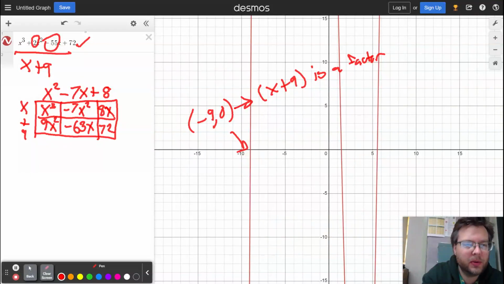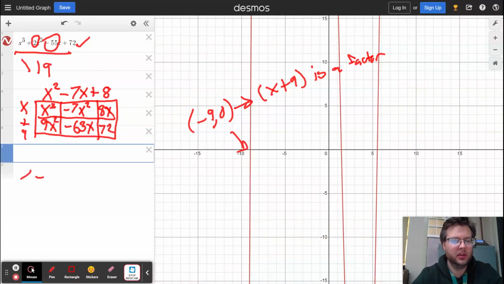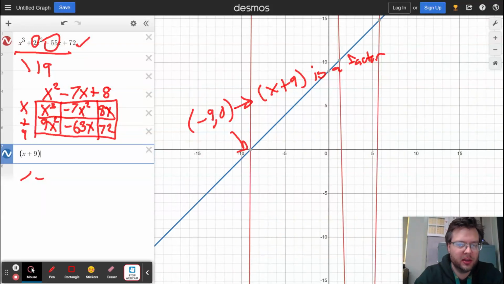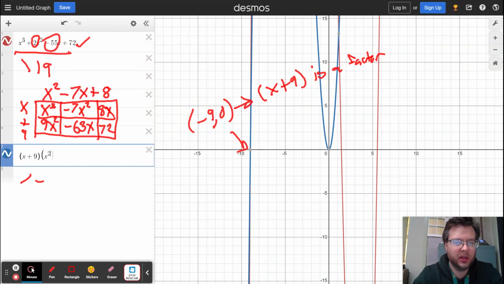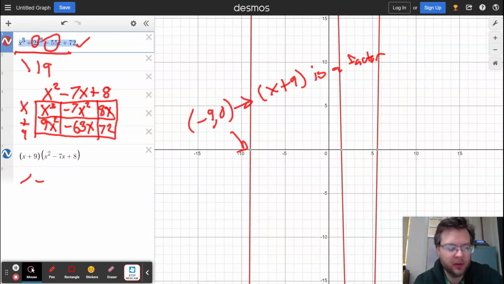So what I know now is that the original polynomial that I have is actually equivalent to a different polynomial, the factors that I have on the outside of my box. X plus 9 times x squared minus 7x plus 8. Notice that the blue equation lines exactly on top of the red equation, because this blue equation that I'm highlighting is the product of factors that make up the red equation. So that's all you had to do, is we're using the graph to find a rational root, and then we are dividing by the factor.